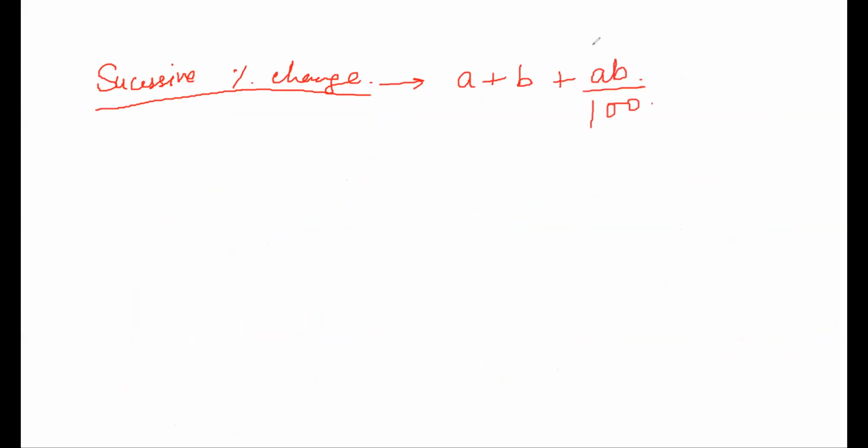successive percentage change. I'm sure this should have been discussed in your percentage session. Successive percentage change is calculated as x plus y plus xy by 100, or a plus b plus a into b by 100. Has this been done? I'm sure the faculty who took it would have discussed this formula, might be in some other term or form. If not, let me know.